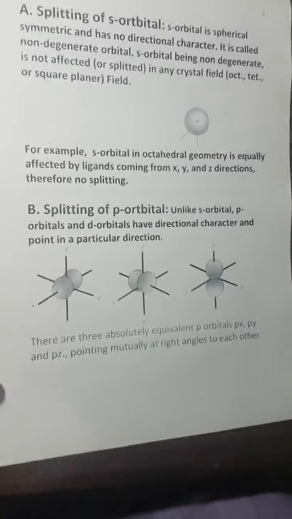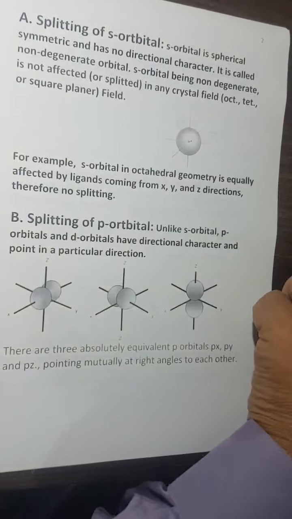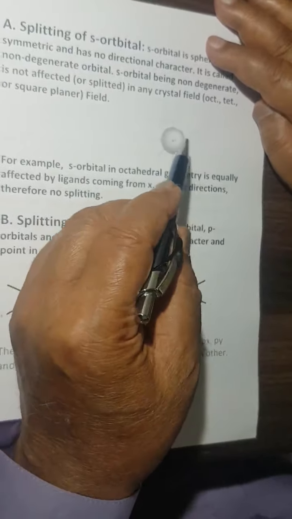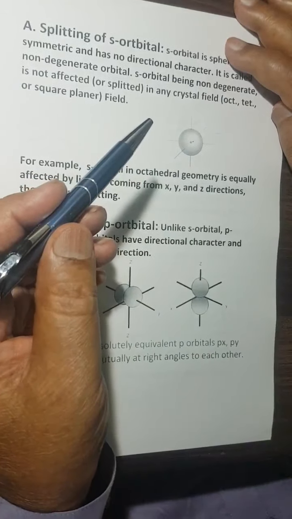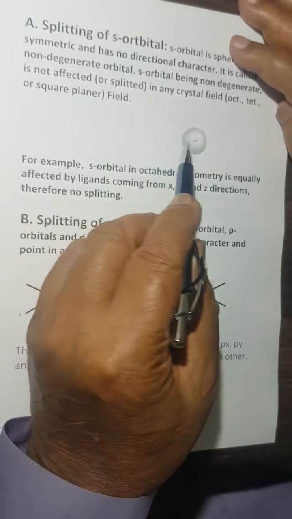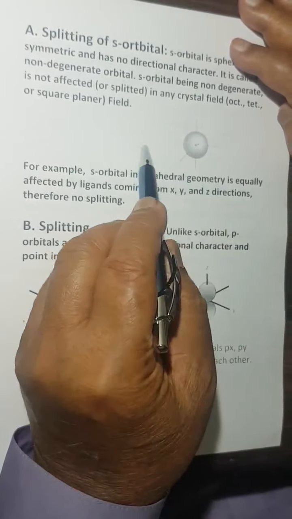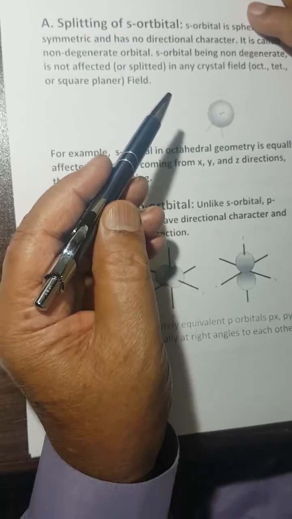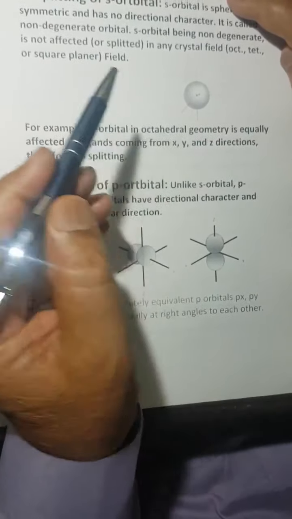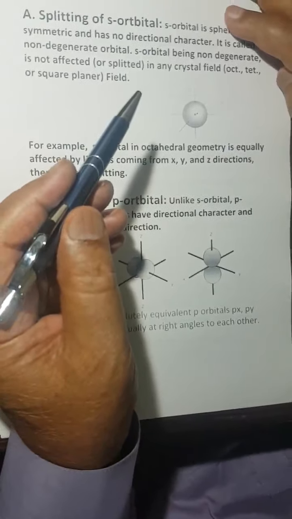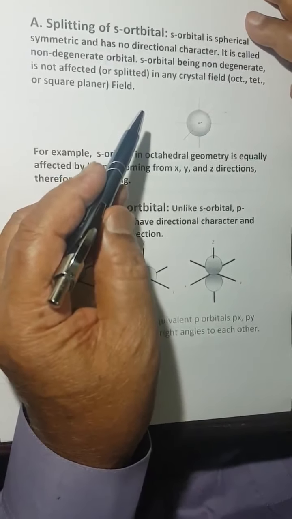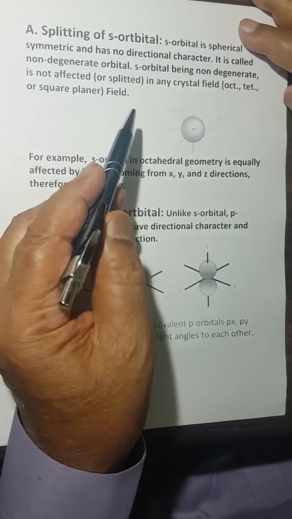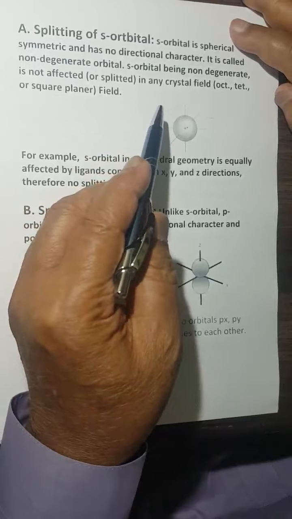Splitting of s orbital, well, I think you already know about it. S orbital is of spherical symmetric shape. The second thing is it is non-degenerate. By that I mean it is only one. It's not 3 like p orbital, 5 like d orbital, it's 1. That's why we say it is non-degenerate, and it is not affected in any crystal field.